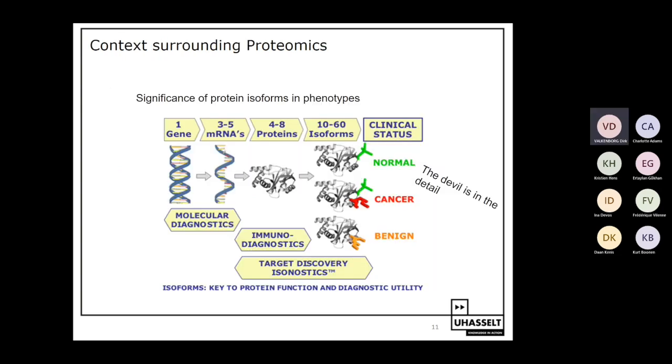Same slide, different slide, same concept here. So here, one gene can give rise to a lot of protein isoforms, right? So the possibility here is that the gene might be the same, but maybe the clinical status differs. We have a patient that is a normal, healthy human, a human with cancer, and a human with a benign cancer. So they could all have the same gene from a genome perspective.